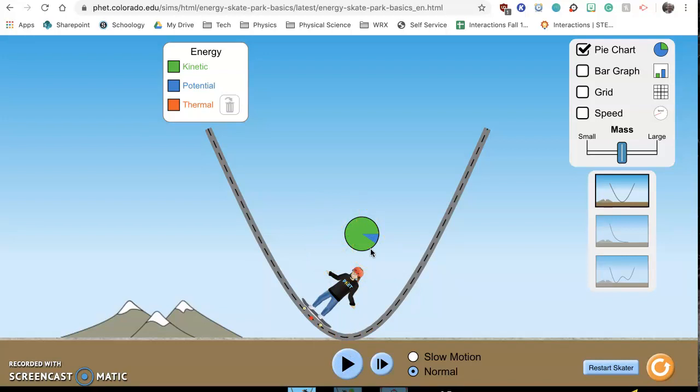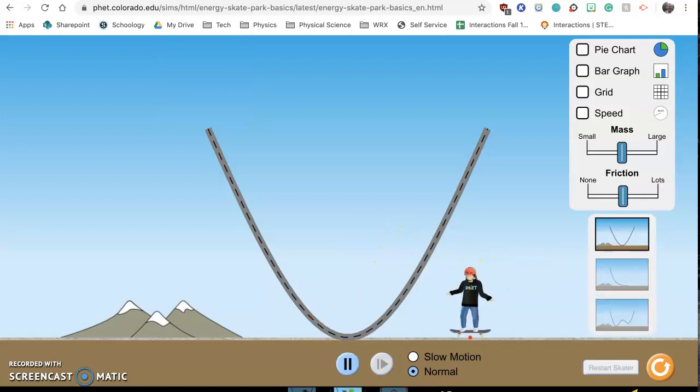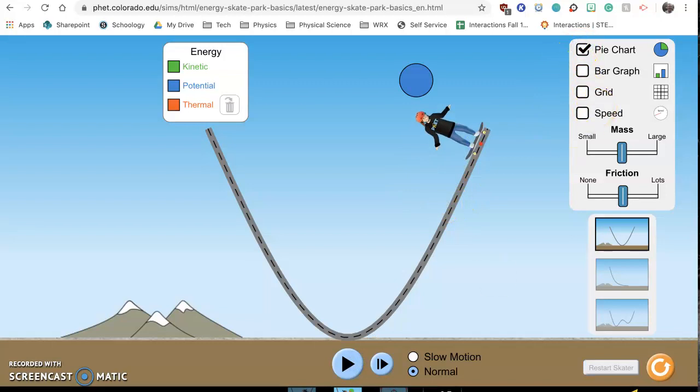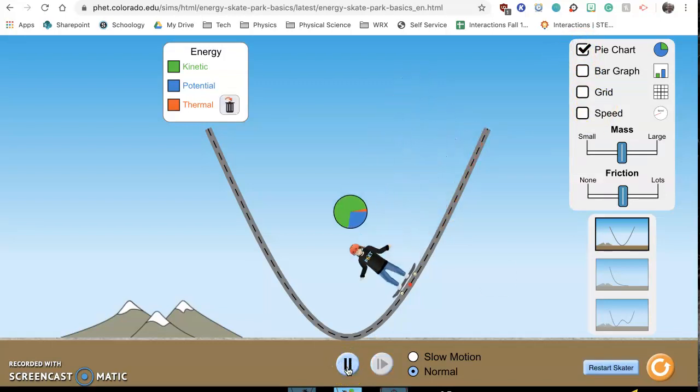Okay, this is in a perfect world, right? We don't have any friction going on here. If I start talking about the real world, I start adding friction. I want to pause this so he doesn't lose too much. Add my pie chart. All right, as I go on here, I can see he's not going as high as he was in the other one. That's because friction is here.